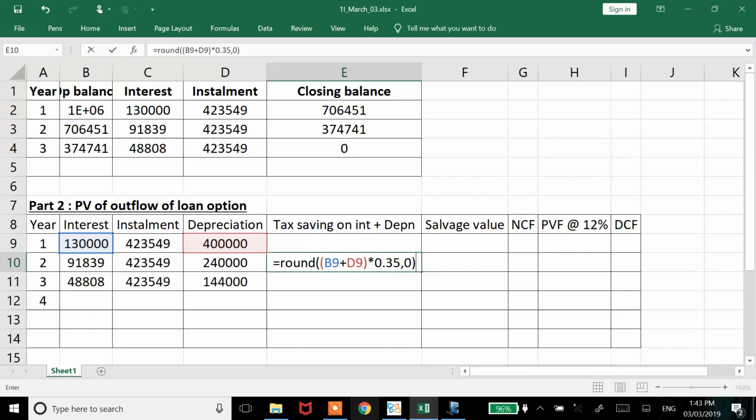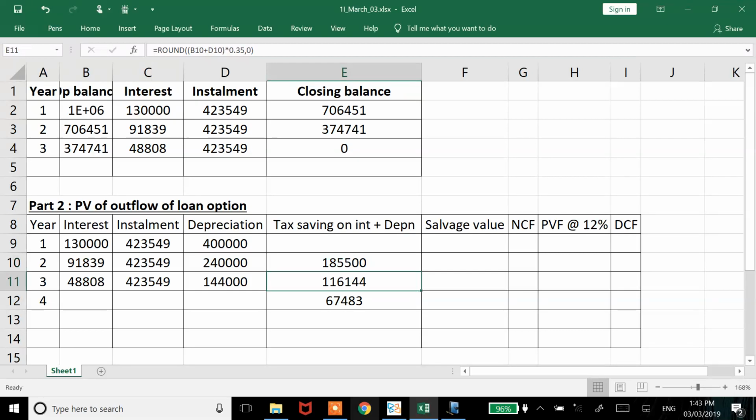You are paying it 1 year in arrears, so the benefit comes in the next year. Year 1 interest plus depreciation into 35%. Any doubts on this?